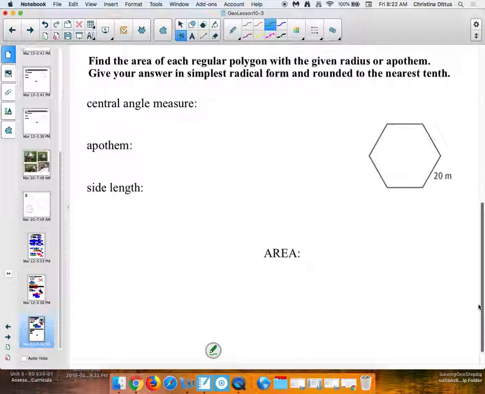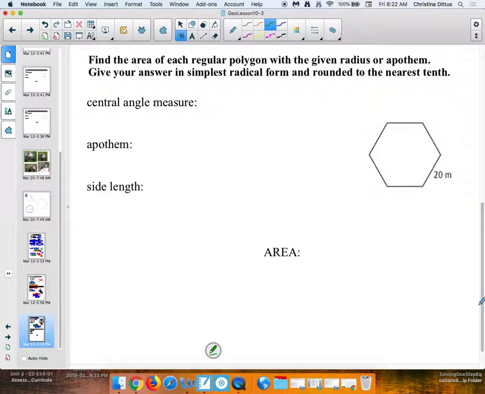Last one. What does the 20 represent? Is it anything that I need? Not my apothem, not my central angle. Yeah, it's my side length. My side length is 20. 6. Austin, how many sides do I have here? 6. So how do I find my central angle measure? 360 divided by 6. Good deal. 360 divided by 6 leaves me with 60.